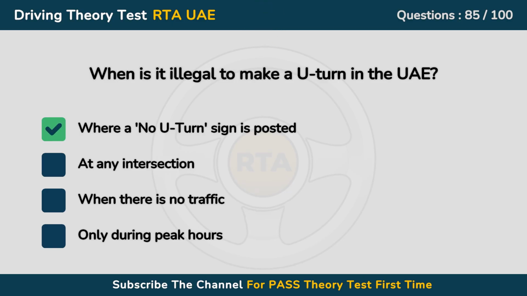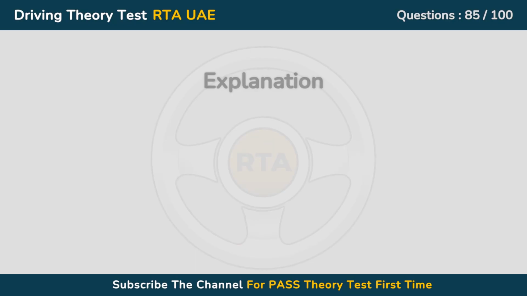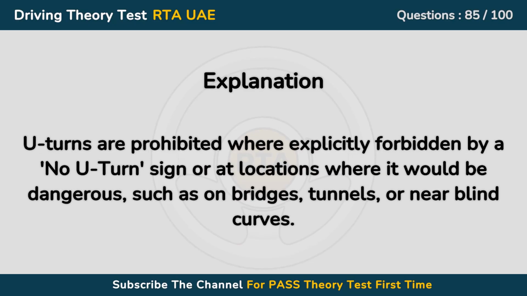Answer is A, where a no U-turn sign is posted. U-turns are prohibited where explicitly forbidden by a no U-turn sign or at locations where it would be dangerous, such as on bridges, tunnels, or near blind curves.